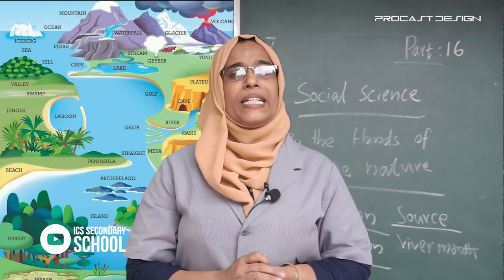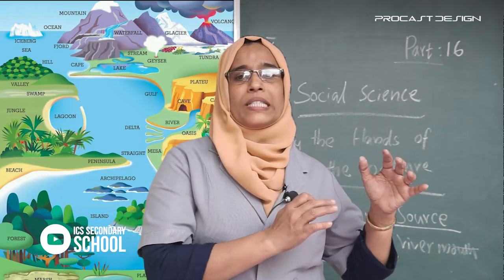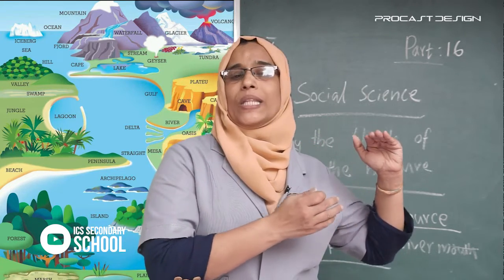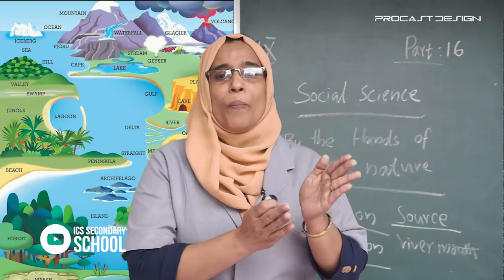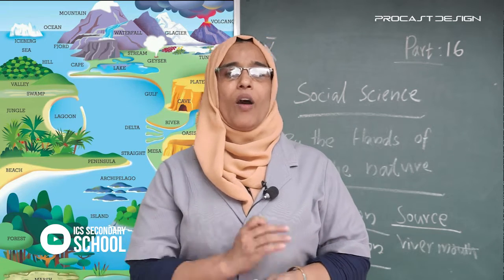Okay. The course of a river can generally be divided into three stages based on the difference in slope from source to mouth. First one, upper course. Second one, middle course. Third one, lower course. Upper course, middle course, and lower course.